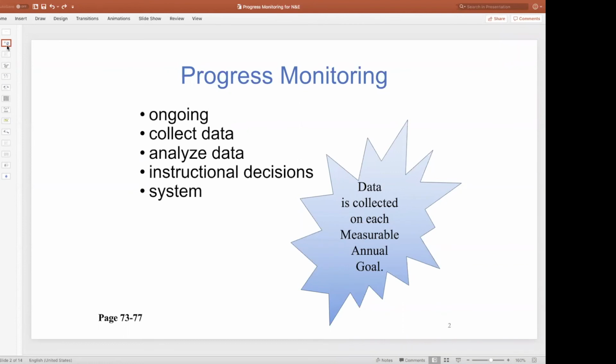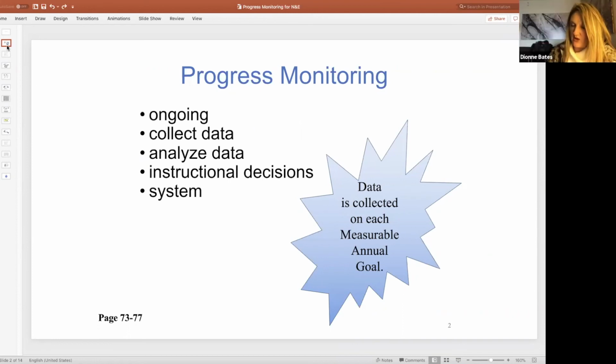Also, whatever methods of measurement you state that you're going to use, you have to use those as well. You can't state that you're going to use direct measures and then turn around and do a curriculum-based measure. You have to do what it says. So you collect that data, and once you've collected it, you analyze that data to see what kind of instruction you may need to change: interventions, strategies, those types of things. It's a system that we do over and over. So that's what progress monitoring is, with those components.